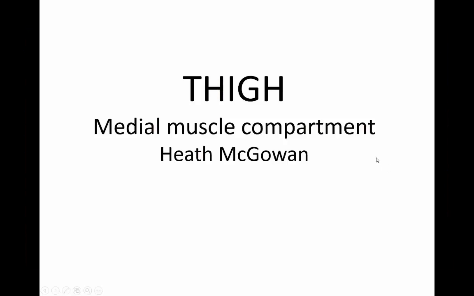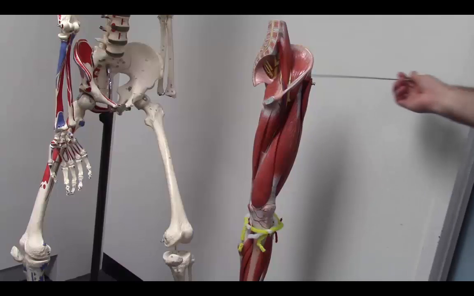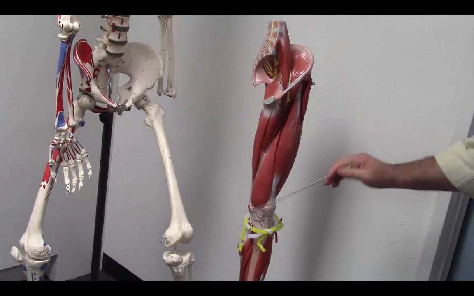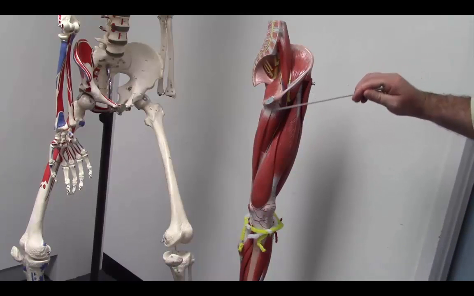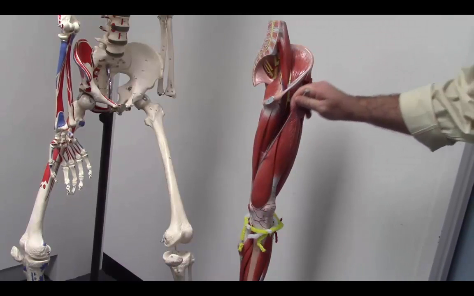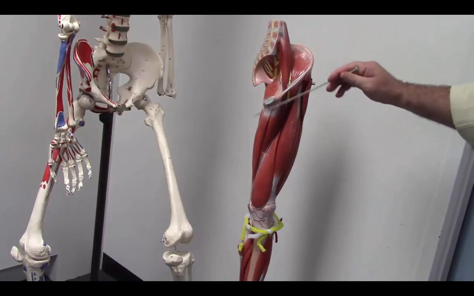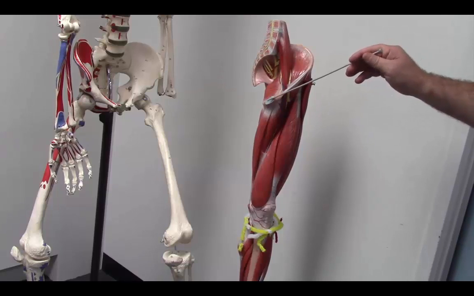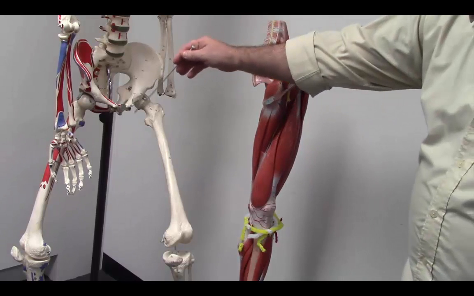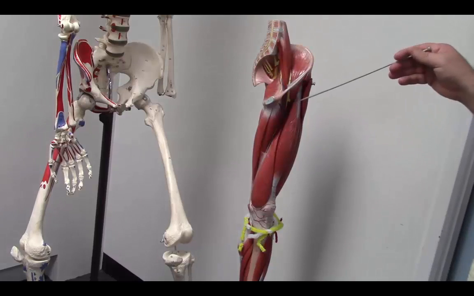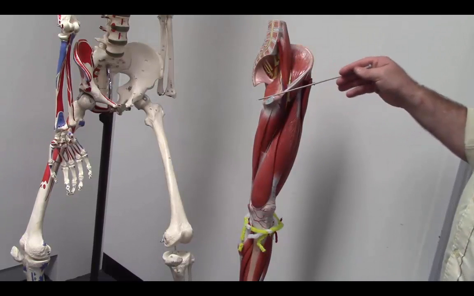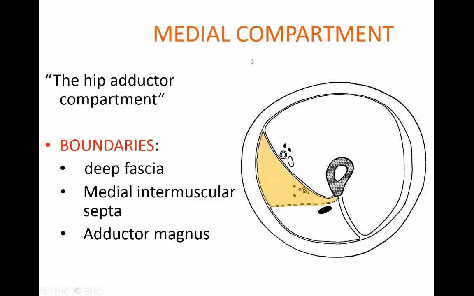This is a clip on the medial muscle compartment of the thigh. You can see our anterior compartment here, so we've moved more medially here, and we can see our medial compartment. As we can see, these muscles tend to cross the hip medially. Therefore, these will contribute to hip adduction. So the medial compartment of the thigh can be thought of as the hip adductor compartment. Here it is shaded in orangey yellow.